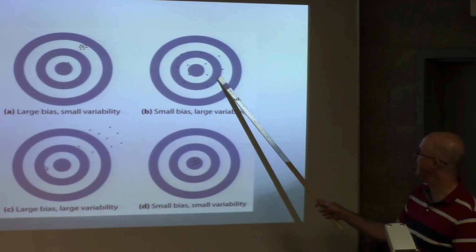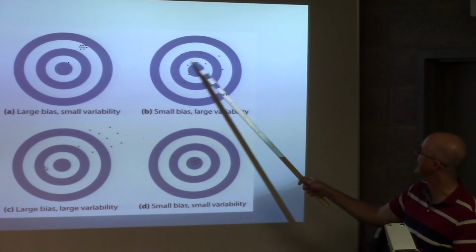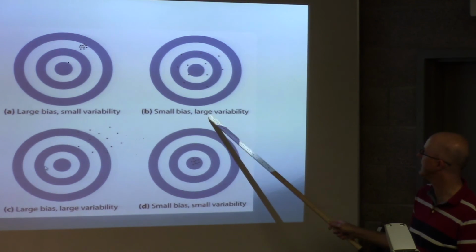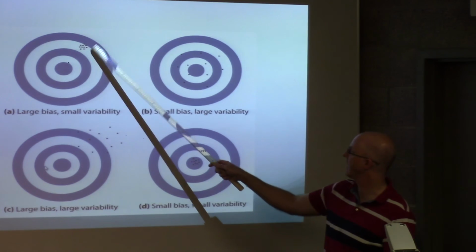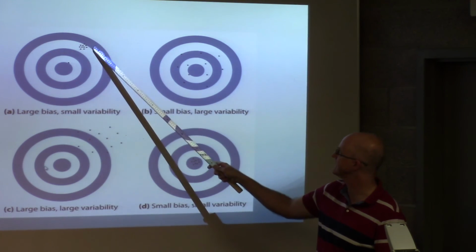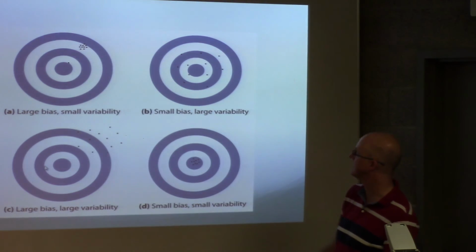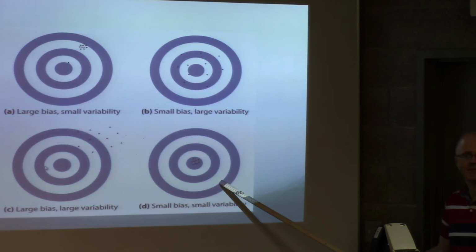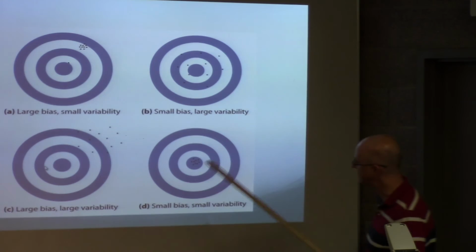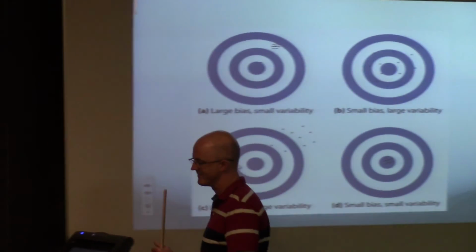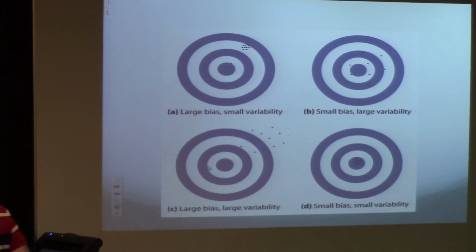But you can have a lot of variability yet still be unbiased. These are pretty much centered on the bullseye, but there's a large amount of variability. You can also have a large bias and small variability. You're consistent there, but you're consistently away from the bullseye. This is the ideal right there. You want a small bias and small variability. You want to hit the target, hit the bullseye, consistently.